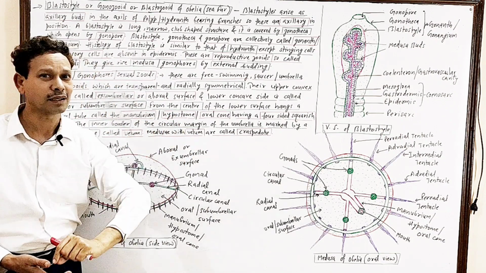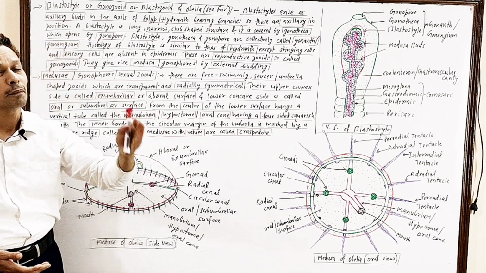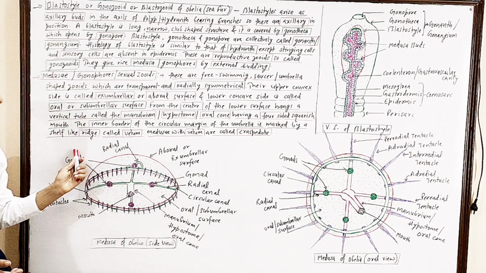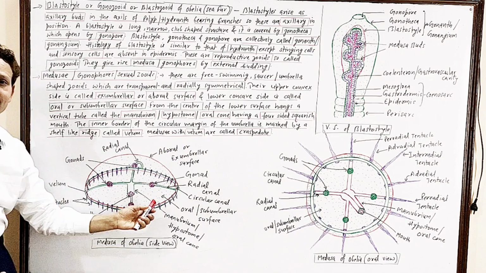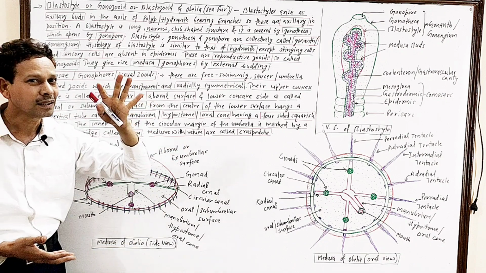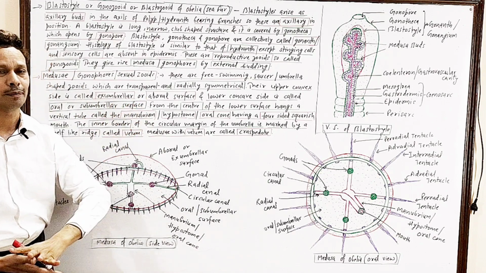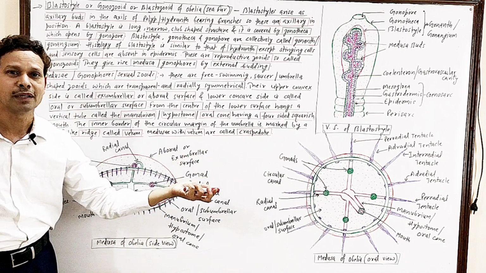For means bearer. Gono means gonads. It means the medusa possesses gonads which are external. Look here, in this diagram it is very clear. This medusa is cup shaped, umbrella shaped, saucer shaped. And this medusa is free swimming.